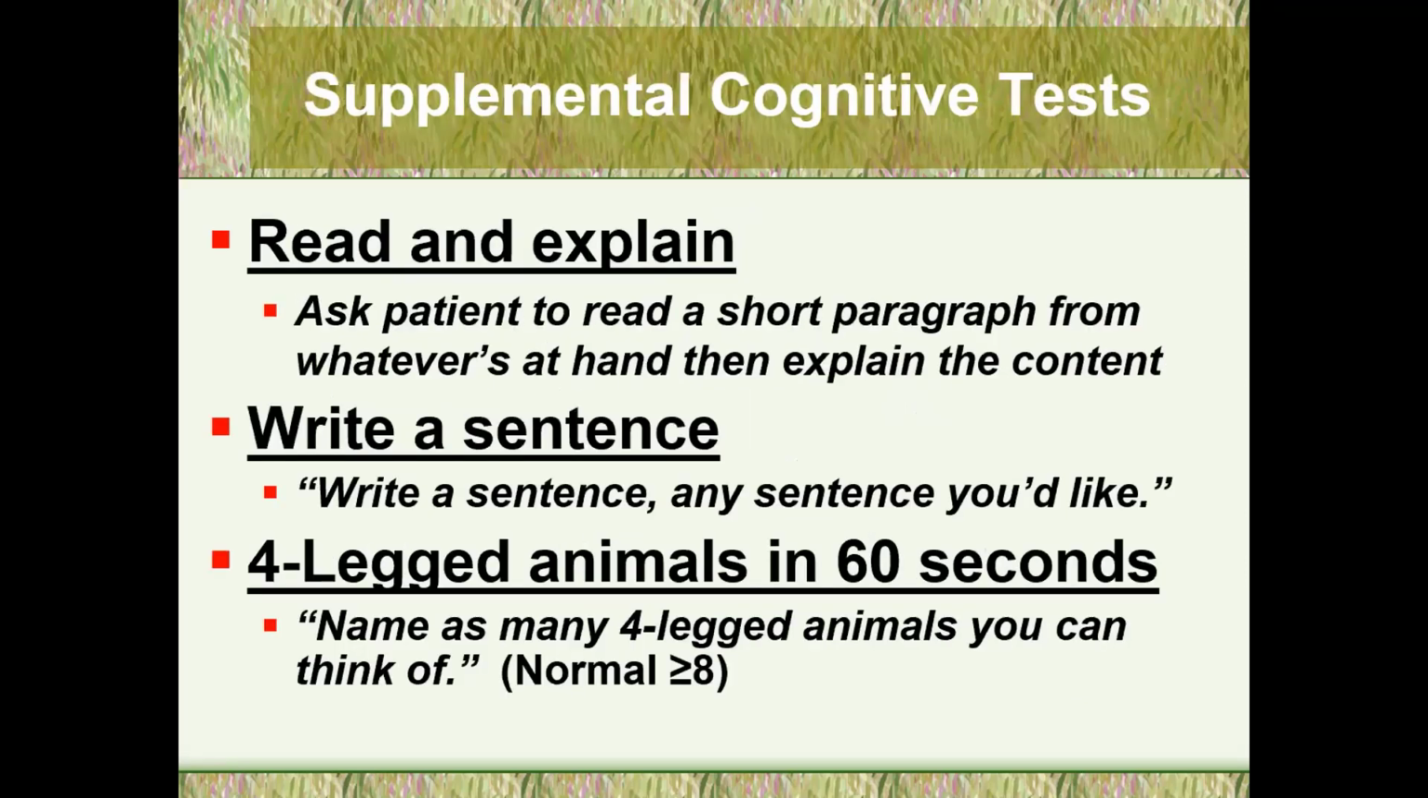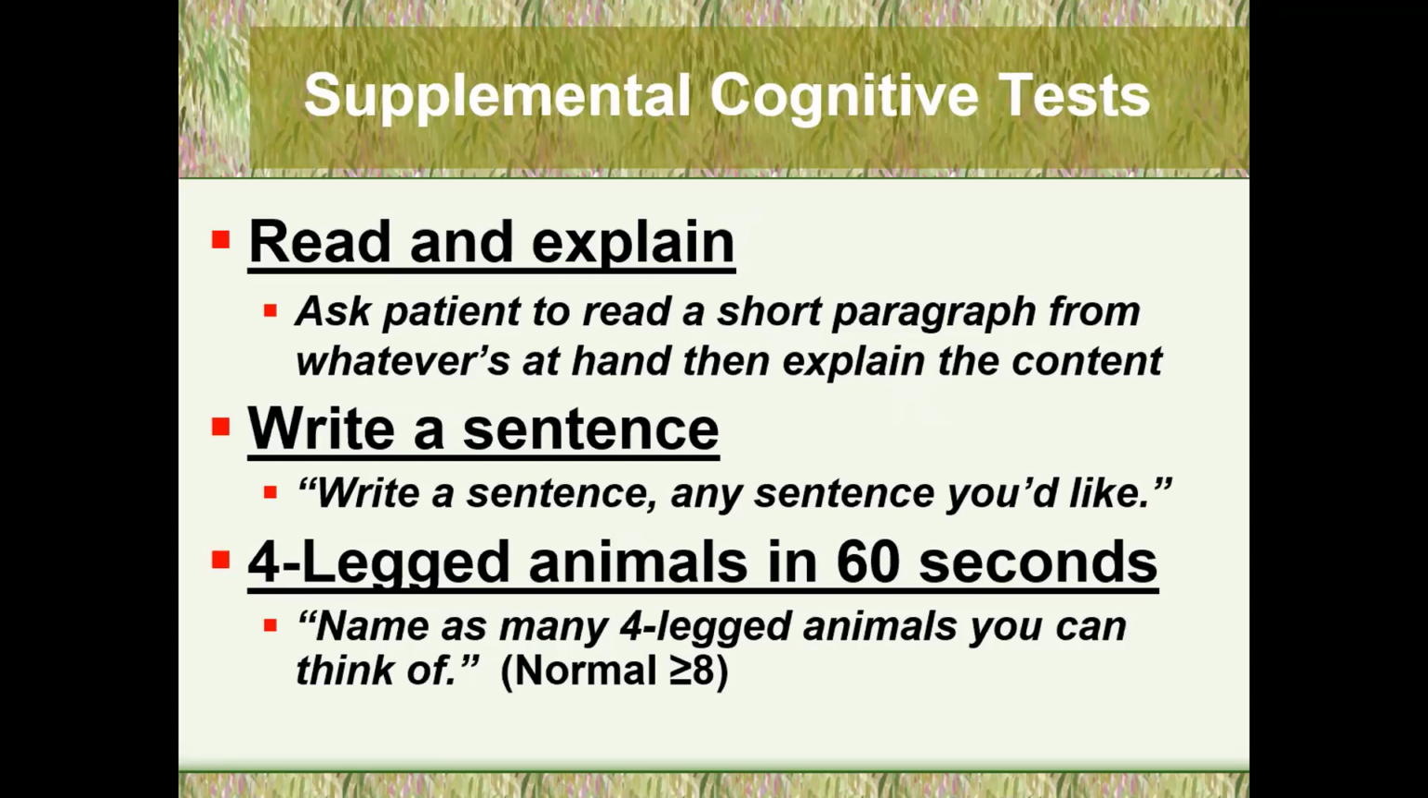Then a couple of other tests. I usually do them all, but at least one of these, I'll just pick up a magazine at hand and say, please read this paragraph, and they read it and I say, very good, thank you. And I'll ask them, what did you just read? And you can see the obvious benefits there: the visual spatial processing, the ability to read, the ability to speak, the ability to remember, the ability to articulate what they remember. Or I'll give them a piece of paper and say, write a sentence, any sentence you'd like. And you're looking again at all of these different factors.